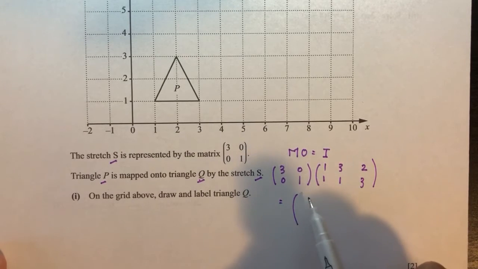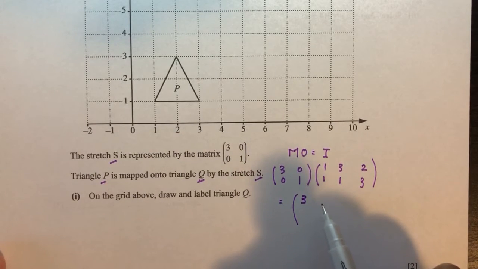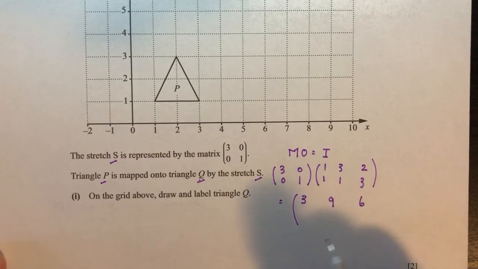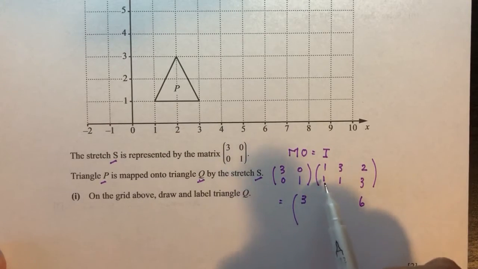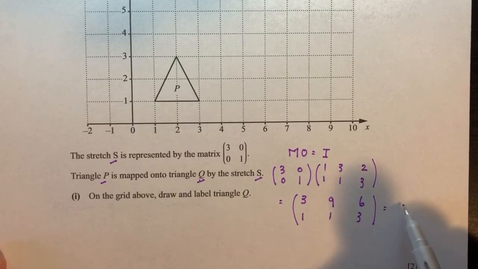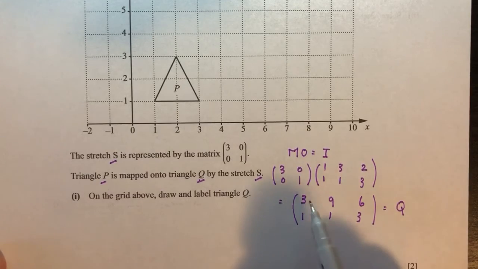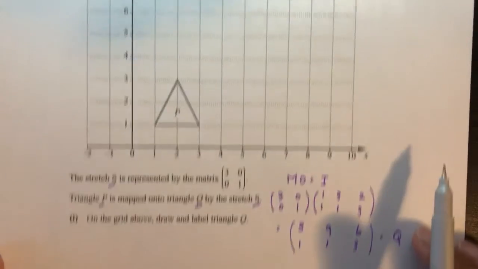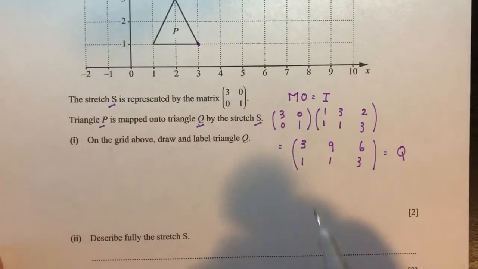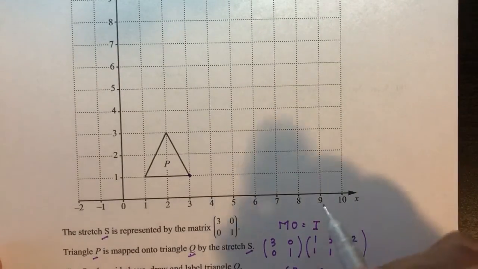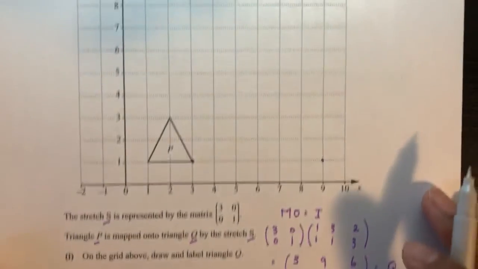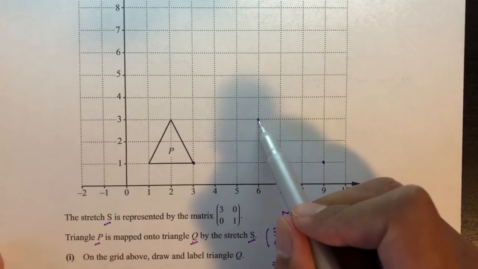So 3 times 3 will be 9, and 6. This will be 0, 1, 1, 3. This will be the points of triangle Q. So first one is 3, 1. So 3, 1 will be here. That's the first point. 9, 1 will be the other point. And the last one will be 6, 3.